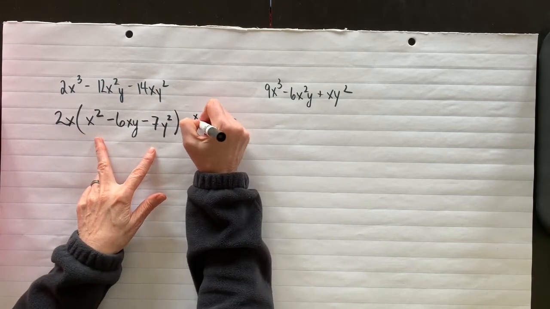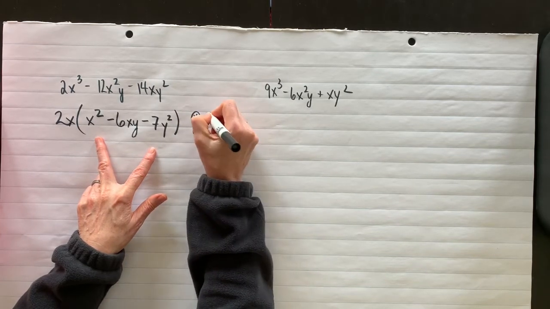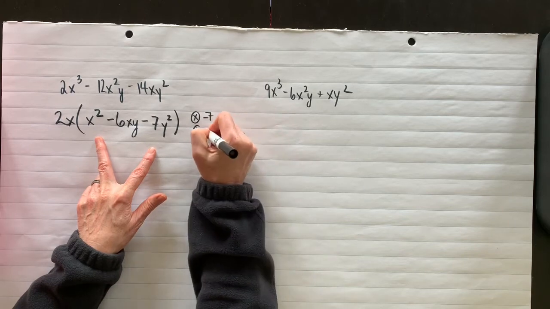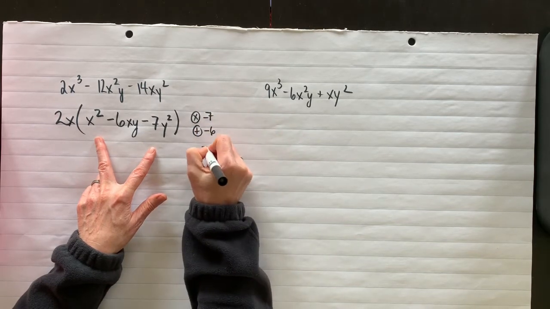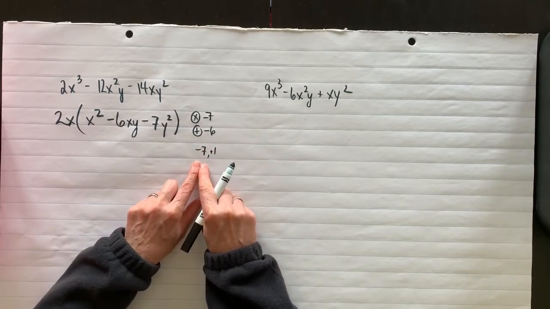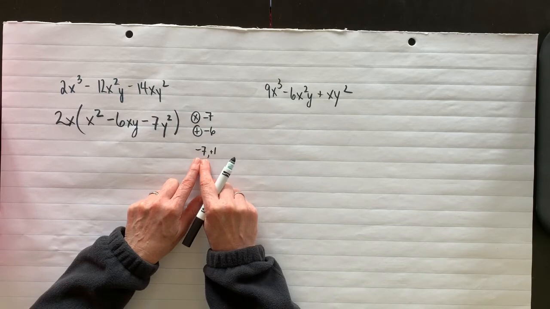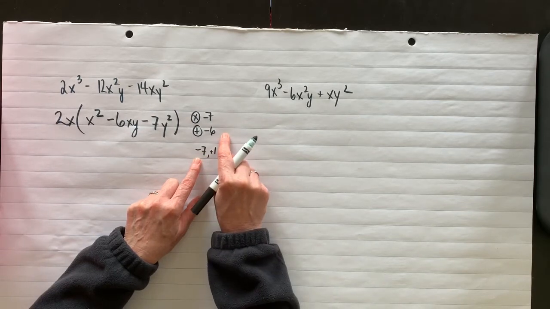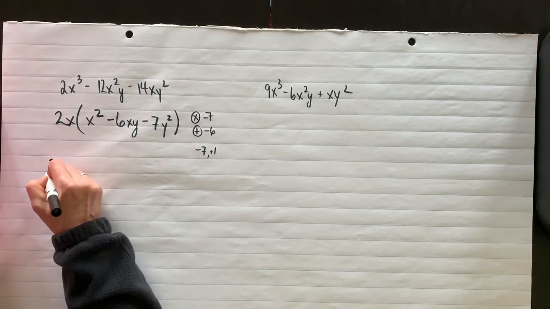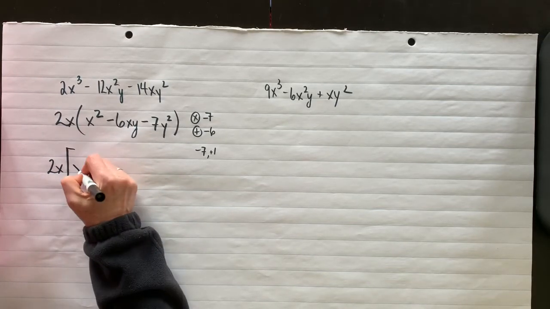So now I'm going to look for 2 numbers which multiply to -7 and add to -6. That's going to be -7 and positive 1. When I multiply -7 times positive 1, it equals -7. -7 plus positive 1 equals -6. So I'm just going to leave that 2x out in front. This time I'm going to use a square bracket. And I'm going to decompose that.